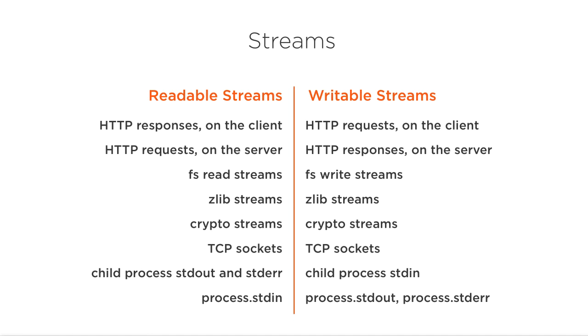So while an HTTP response is a readable stream on the client, it's a writable stream on the server, because basically one object generates the data and the other object consumes it. Note also how the stdin, stdout, and stderr streams are the inverse type when it comes to child processes, which we'll talk about in the next module.